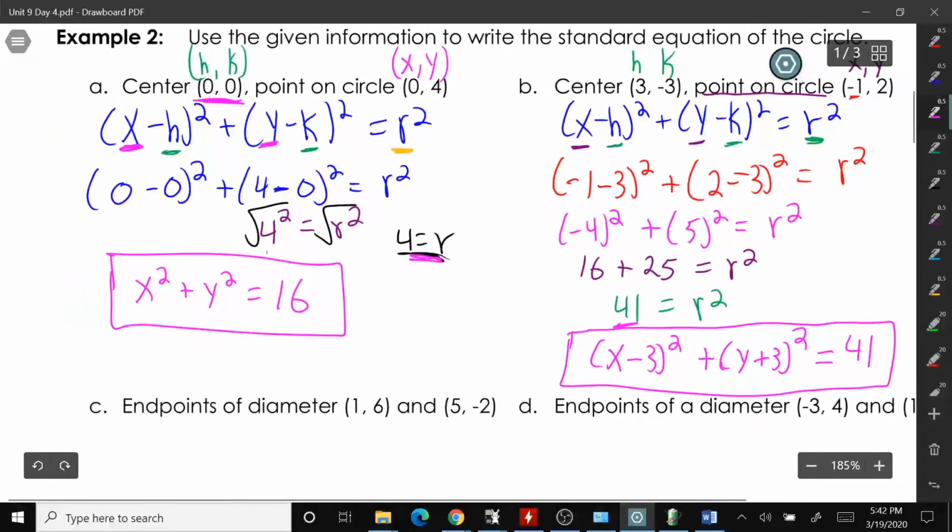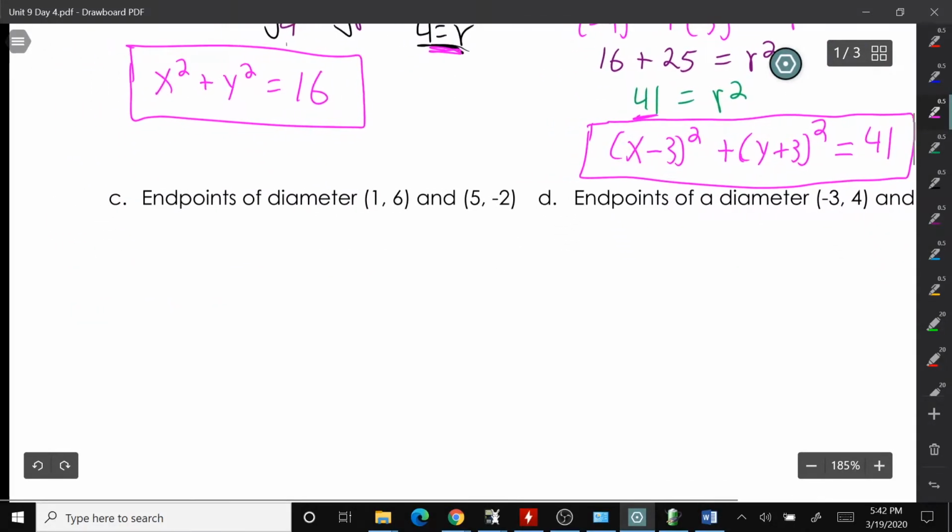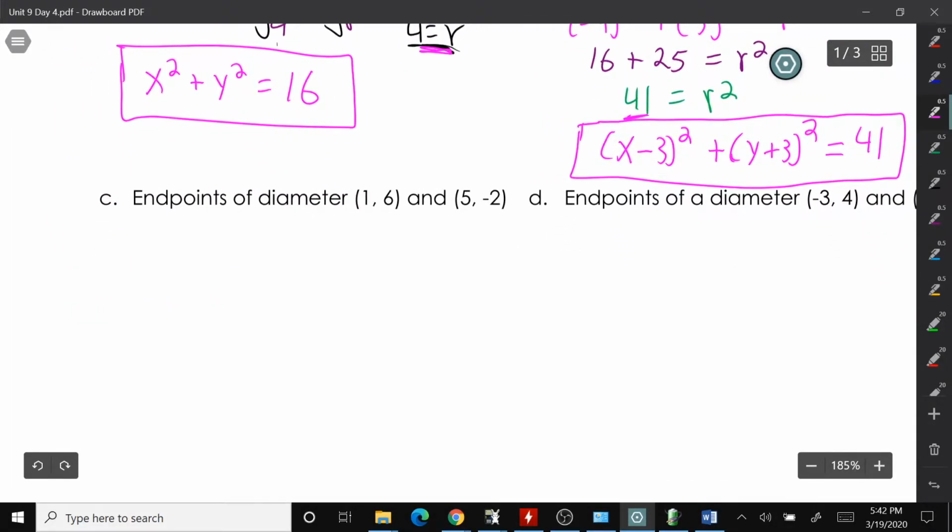All right, let's look at letters C and D. Now we have the endpoints of the diameter. Remember, the diameter goes from one side of the circle to the other, but also goes through the center of the circle. So if we find the midpoint of a diameter, that will give us the center of the circle. So first thing we're going to do is find the midpoint, which will be the center of our circle. So calculate the midpoint of our diameter.